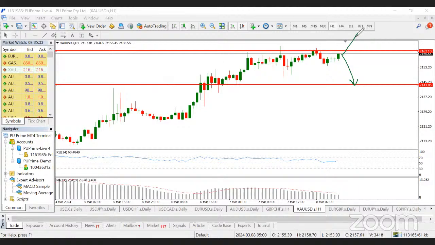It's a minor resistance on the 1-hour. It's not as strong as the daily or weekly resistance. If the news does not favor the dollar, gold can easily break this resistance and shoot up higher than what we're seeing at the moment.